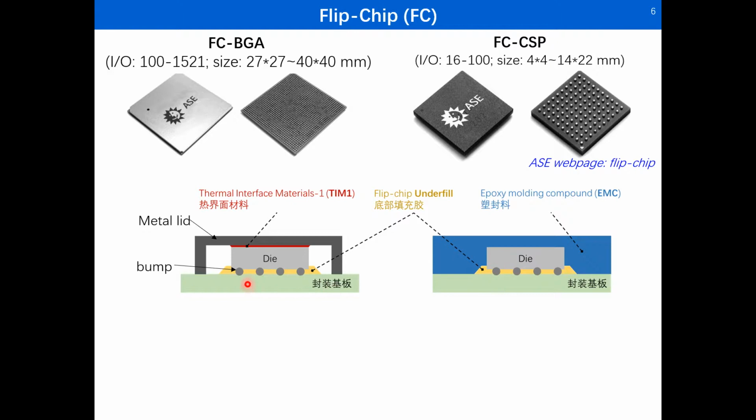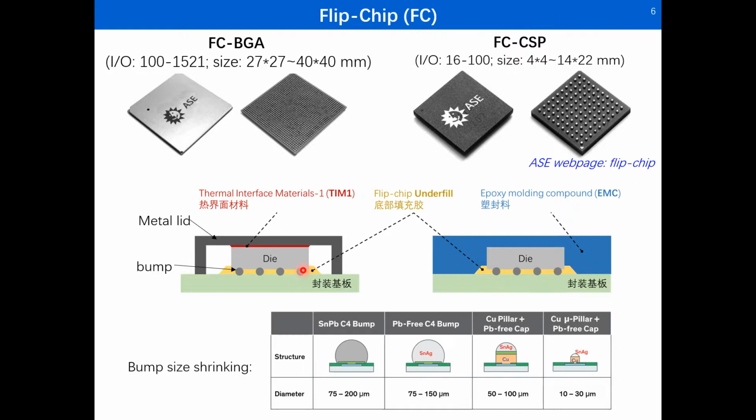In both cases, underfill material is needed to fill the space between solder balls because the coefficients of thermal expansion of the die and the substrate are quite different, and underfill is needed to release the stress concentrated on solder balls. Similar to the feature size of the front-end CMOS structure, the solder ball size and pitch are shrinking simultaneously, from C4 bump to lead-free bump, and then copper pillar and micro pillar.